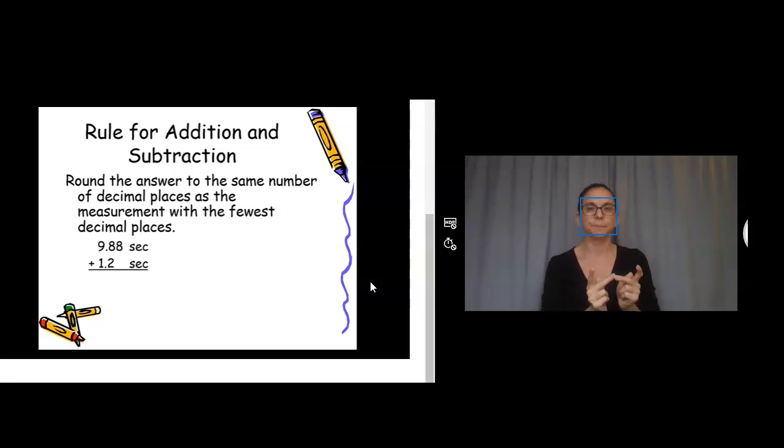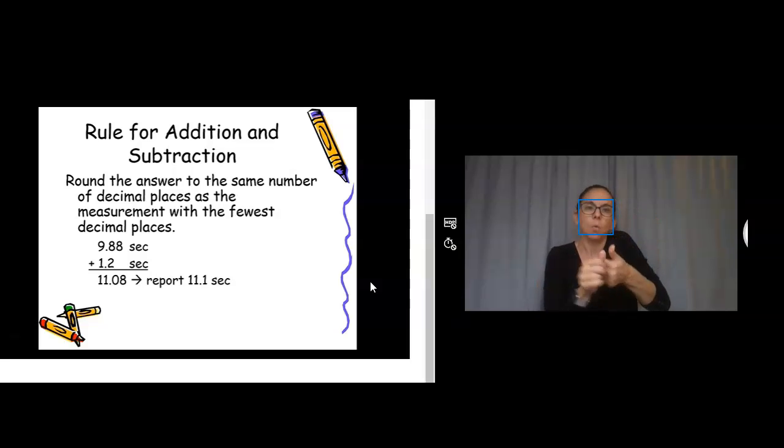Here's an example. And grab a calculator for this. Once you've written the rule down, let's go ahead and do this calculation together. 9.88 plus 1.2. And just add them up as written. What'd you get? I got 11.08. So that's the answer, but that's not the answer I'm going to report, because now I have to look back at the measurements it came from, and I see that 9.88 has 2 decimal places and the 1.2 has 1. So my answer should only have 1 decimal place. So even though the calculator said 11.08, I'm going to round that to 11.1 to be consistent with the measurement that had the fewest decimal places.